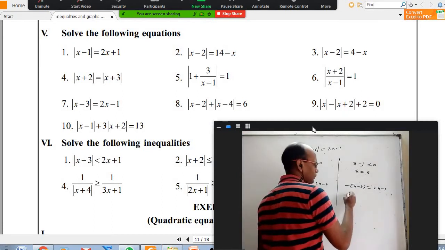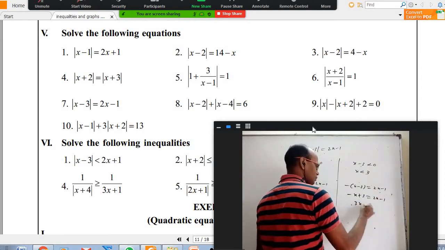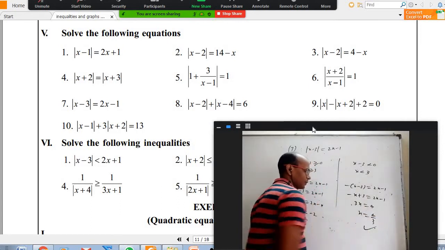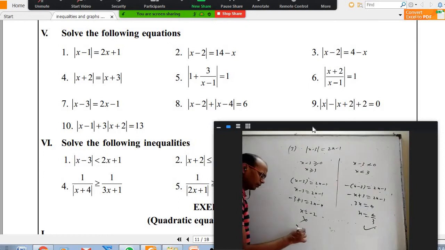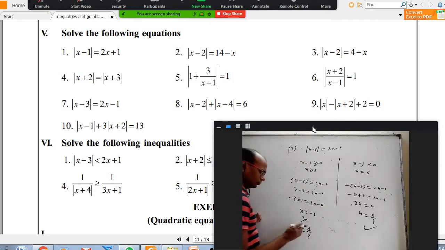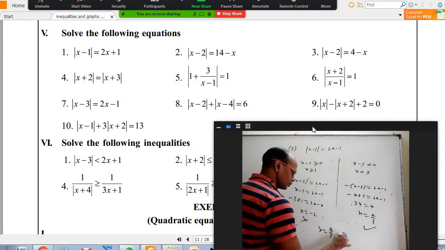Coming to here, minus x plus 3 equals 2x minus 1. 3x is equal to 4, x is equal to 4 by 3, and 4 by 3 is less than 3, so this is fine. So we'll get only one solution. Not that every time we'll get only one solution. Sometimes we can get two solutions. I can change the question where we can get two solutions. Here it happened like that. So x equal to 4 by 3 is the only solution.